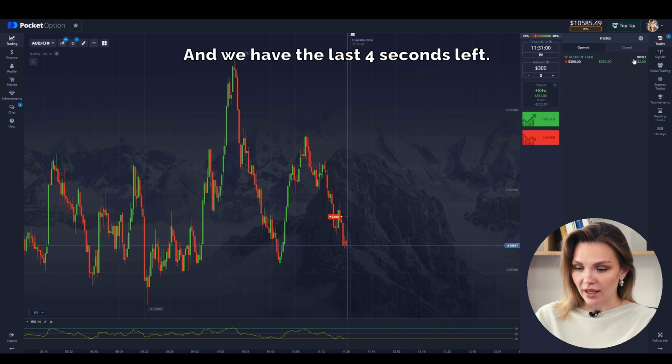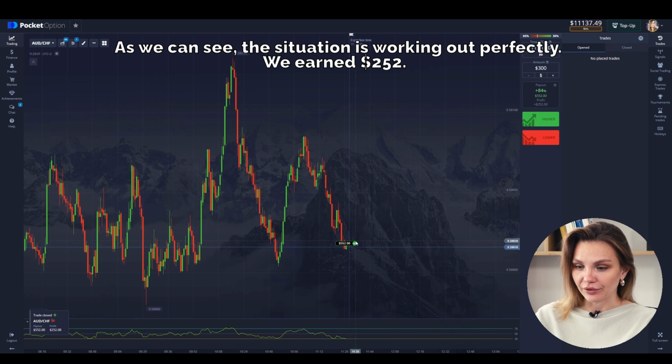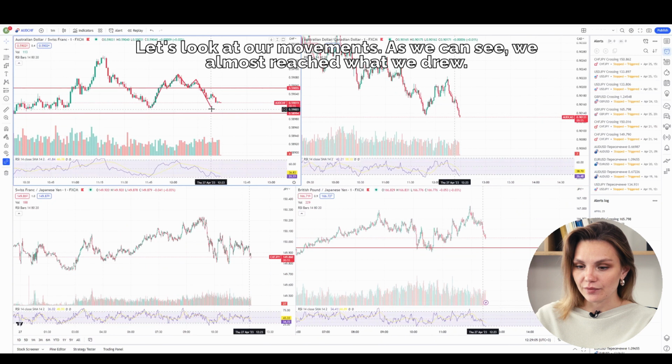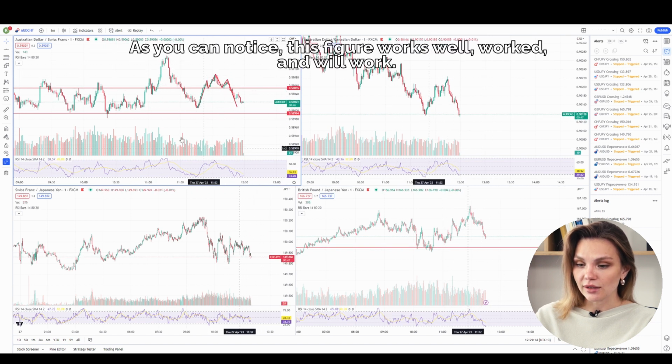And we have the last 4 seconds left. As we can see, this situation is working out perfectly. We earned $252. Let's look at our movements. As we can see, we almost reached what we drew. That is, we indicated everything as accurately as possible. As you can notice, this figure works well, worked, and will work.